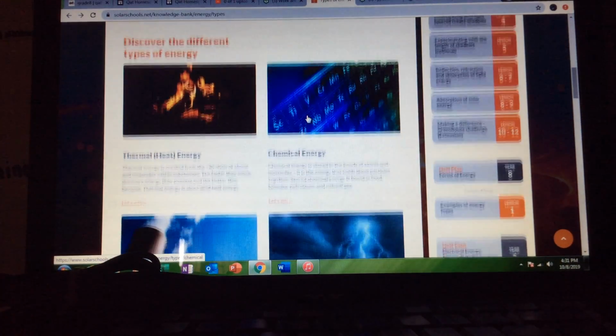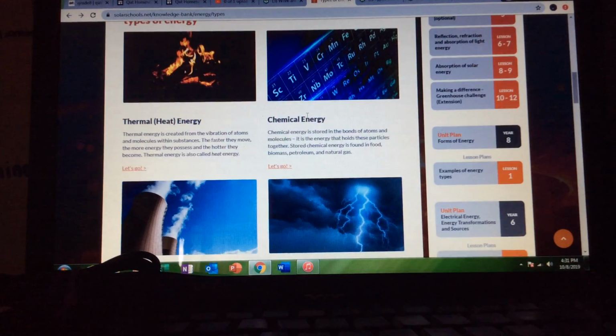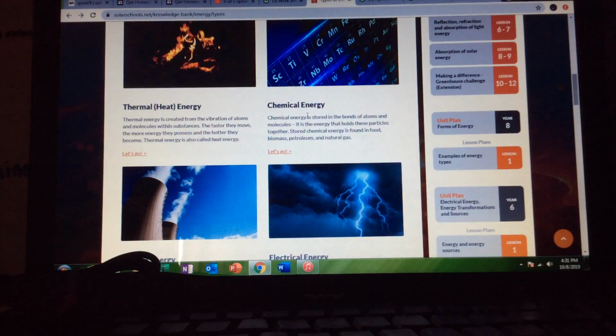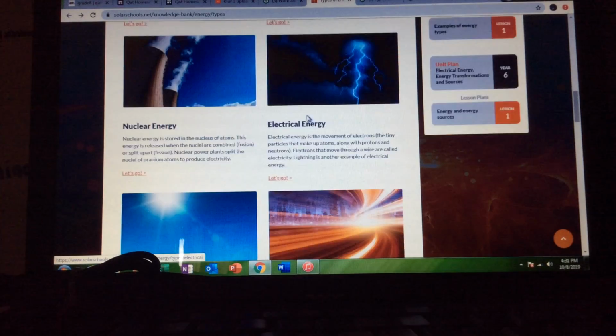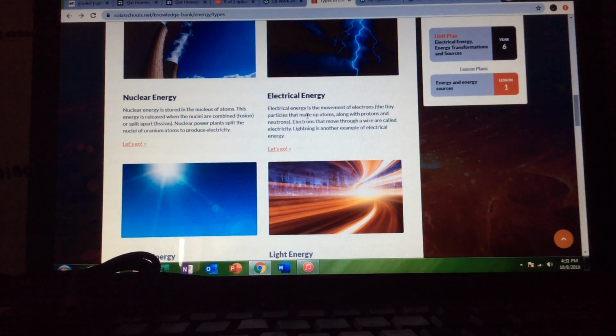So we also have these types of energy like thermal energy. Thermal energy is created from the vibration of atoms and molecules within substances. The faster they move, the more energy they possess and the hotter they become. Thermal energy is called heat energy. So we discussed chemical energy. Let's go for nuclear energy. Nuclear energy is stored in the nucleus of an atom. This energy is released when the nuclei are combined, fusion, or split apart, fission. Nuclear power plants split the nuclei of uranium atoms to produce electricity.